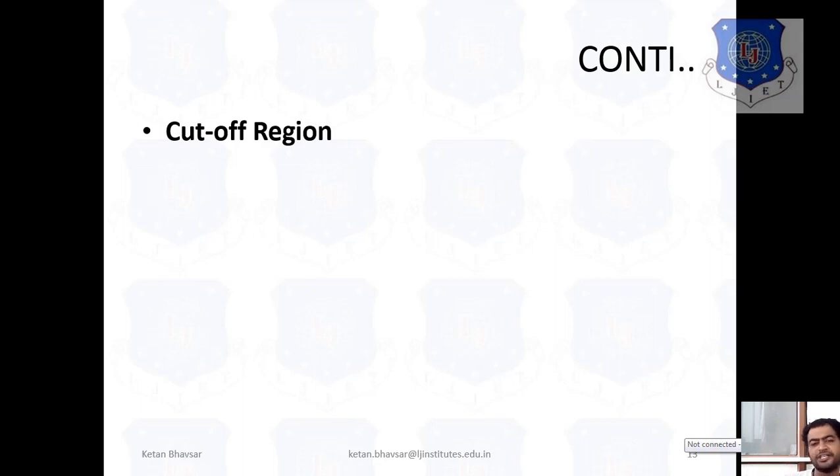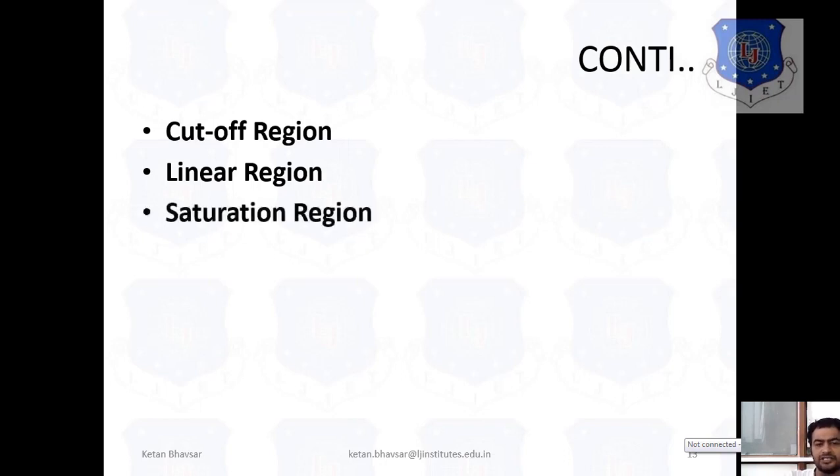So now you can see the concept of the MOSFET. The MOSFET is operated in three regions: cutoff region, linear region and saturation region. In the cutoff region no channel is formed, in the linear region the channel is formed, and in the saturation region the channel is formed, but after some time it will break.